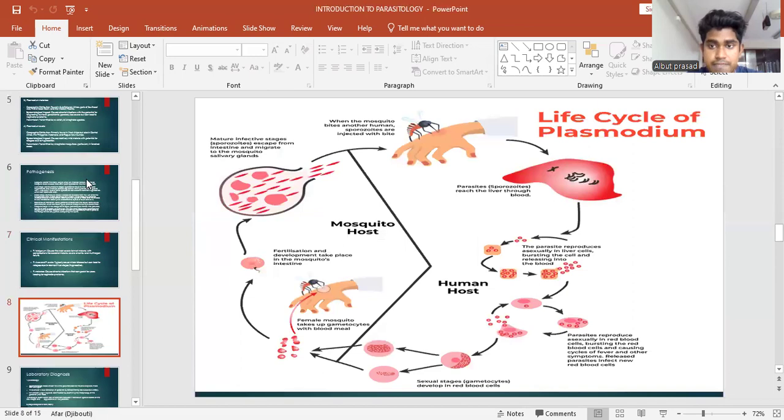And this is the life cycle of the Plasmodium species. So it is the same as the pathogenesis, but here you'll get the diagrams to understand even better each of the points that I have explained.